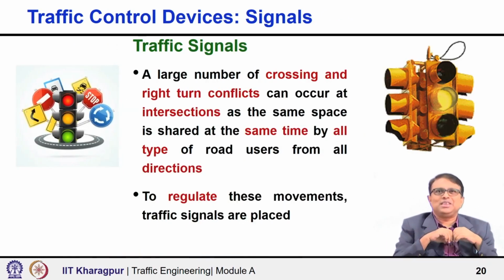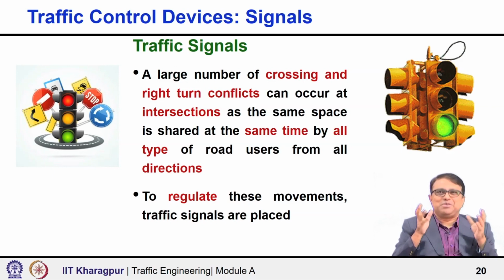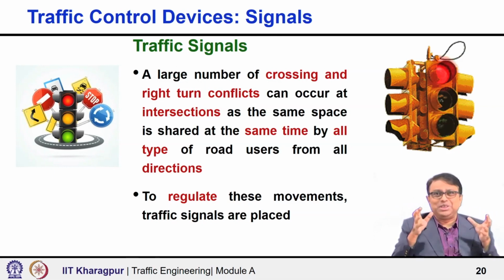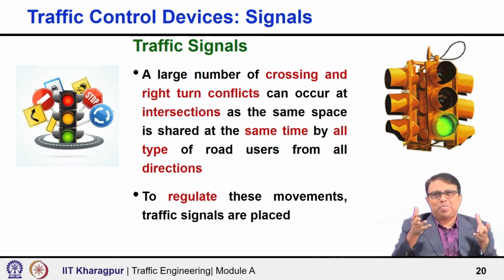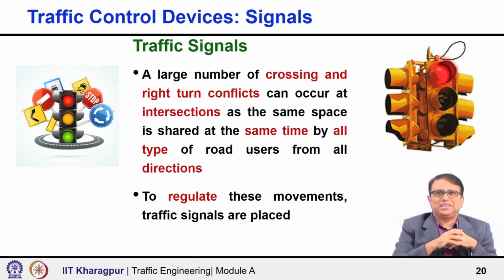The last but not the least is the traffic signals. A large number of crossing and right turn conflicts can occur at some of the intersections, as the same space is shared by all vehicles at the same time. Not every intersection has to be signalized, but there is a certain prescribed warrant. So, wherever it is required, we use traffic signals to regulate these conflicting movements and to enhance the safety of the overall traffic operation at intersections.